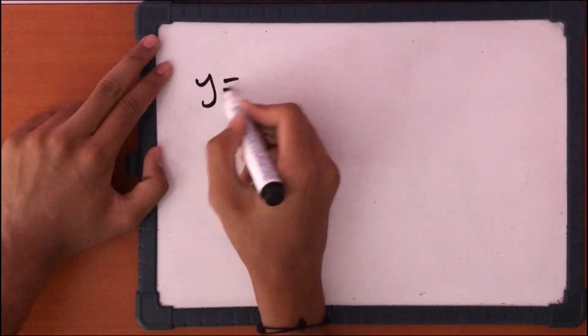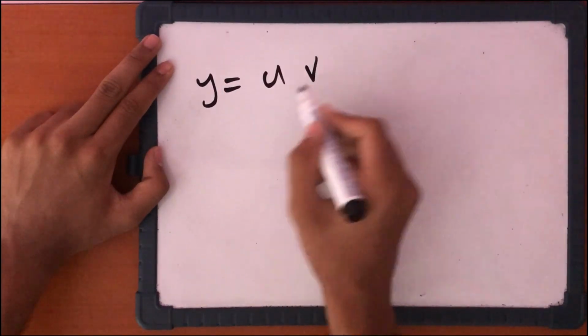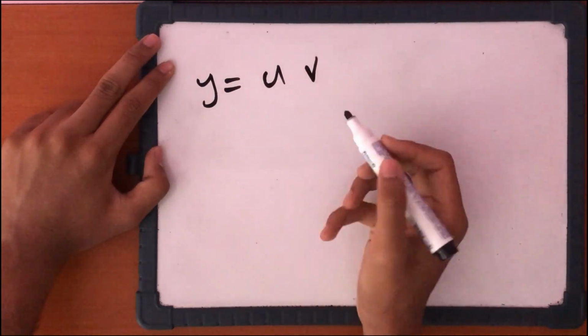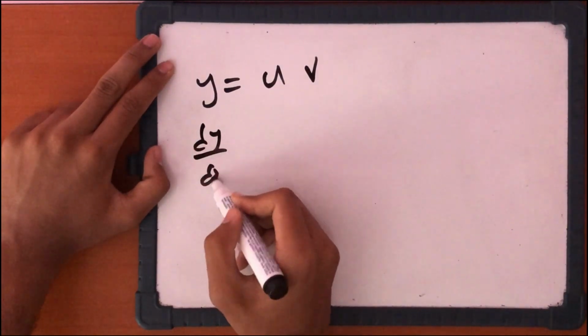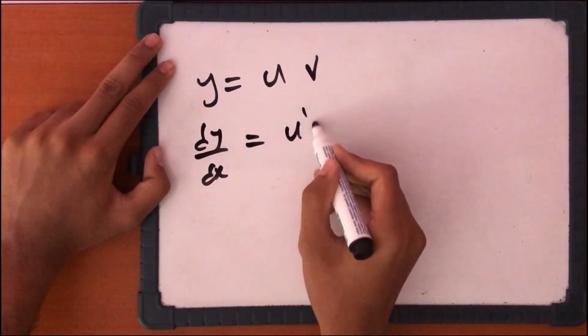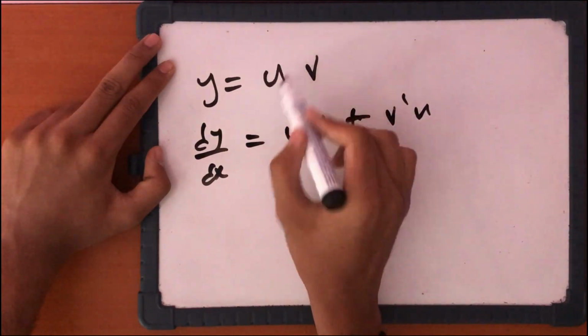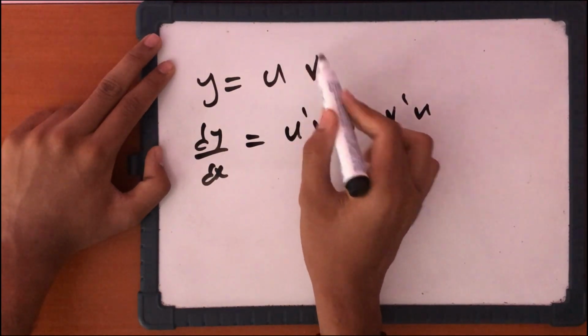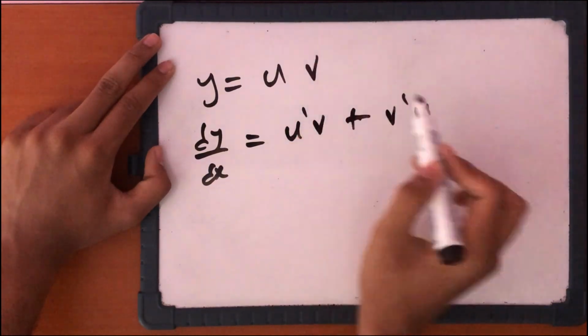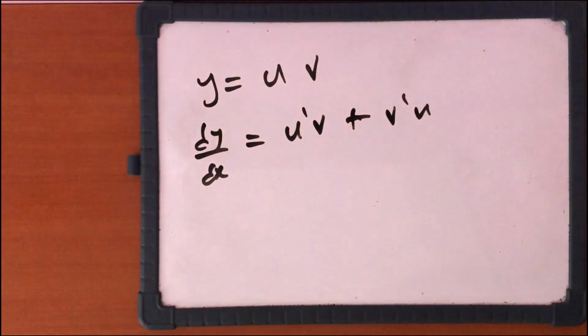So for this, there's a general rule. If y equals uv, where u and v are both functions of x, then dy/dx is just u prime v plus v prime u. So basically, differentiate one times the other one as it is, and then differentiate the other times the other one as it is. So what does this mean? Right now it's kind of confusing.